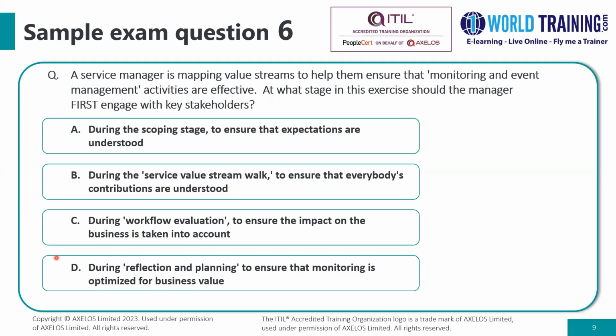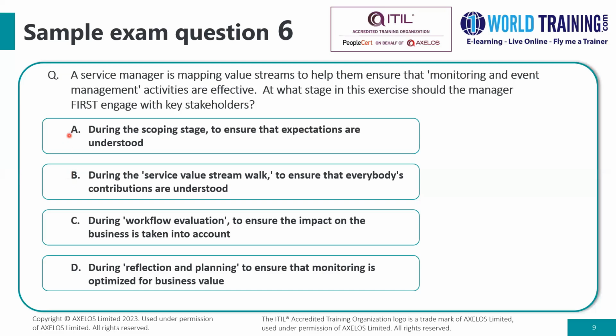You might recollect the various steps in the value stream analysis. The first step is option A here. In the scoping step, these key stakeholders are identified using the information of the monitoring and event, and the expectations of the stakeholders are also understood. So this is where the stakeholders are engaged with. Therefore, A is the likely answer. Let's check out the others. Option B, during the service value stream walk. This happens much later on.